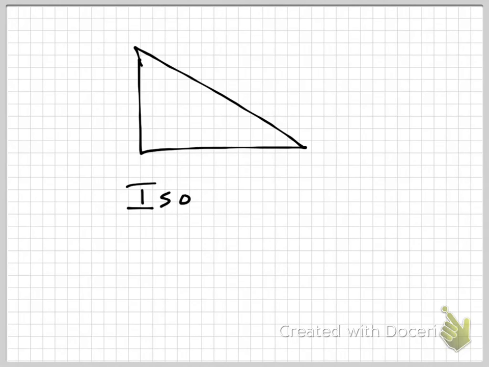The other way of classifying triangles is to base it on its sides. If a triangle has sides that are all three different lengths, then that is called an isosceles. That's not how you spell isosceles. Isosceles triangle.